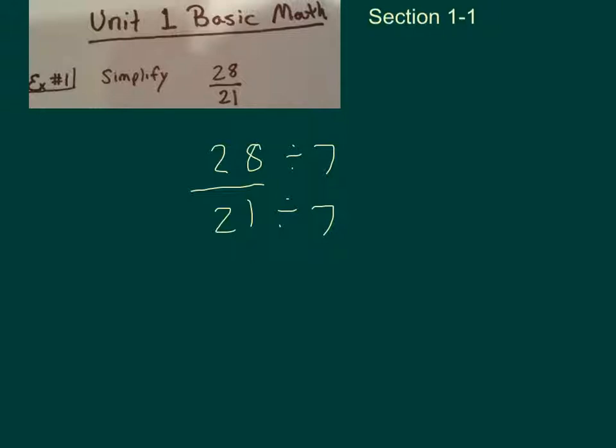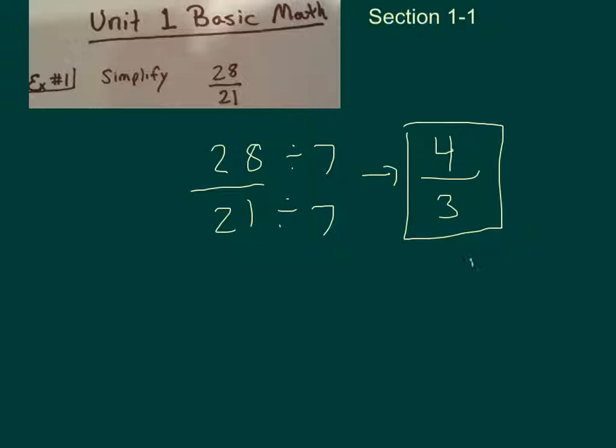3 also does, but you'll want to pick the largest number. So when you divide the numerator, 28, by 7, you get 4. And when you divide the denominator, 21, by 7, you get 3. 4/3 is your final answer because no other number goes into both 4 and 3.